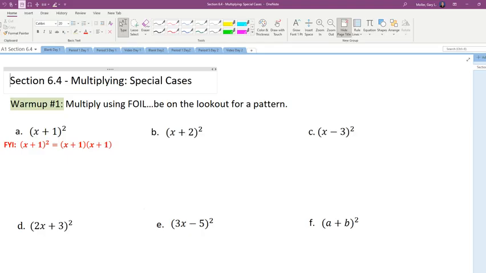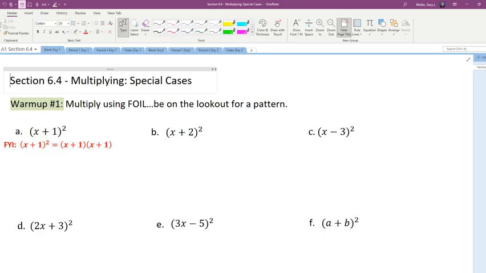But there are some advantages of having some shortcuts that will actually benefit you when we get into our next major lesson, which is on factoring. So it is worth our time to get good at this, but it is not critical for your success, at least in multiplication. All right, so for a warm up today, multiply using the FOIL method, also known as just distributing. Be on the lookout for a pattern.